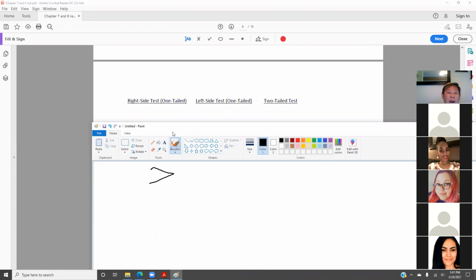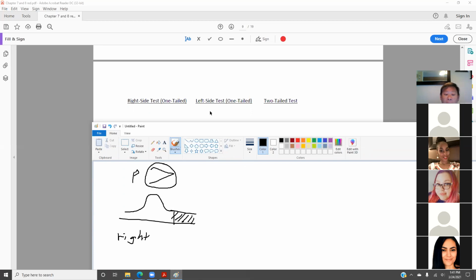So if you have a test that is using greater than, then you will have what we call a right tail test. A right tail test is where your shading area is on the right side because you use more than.